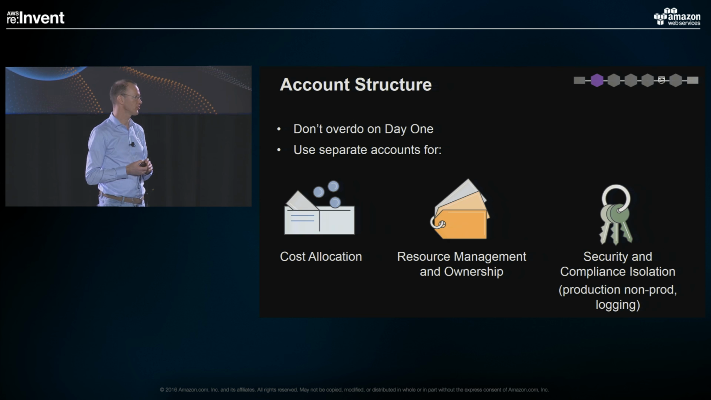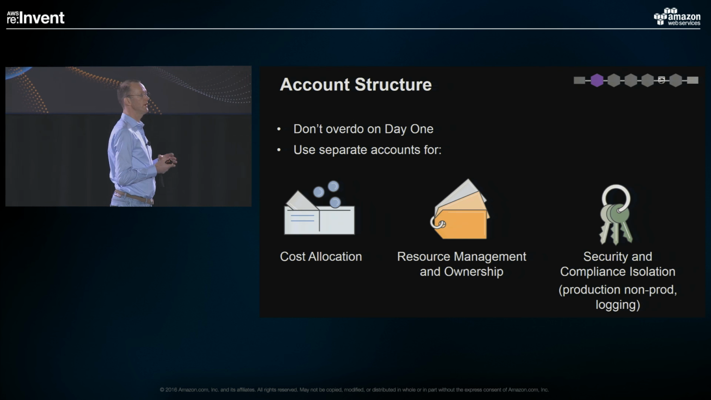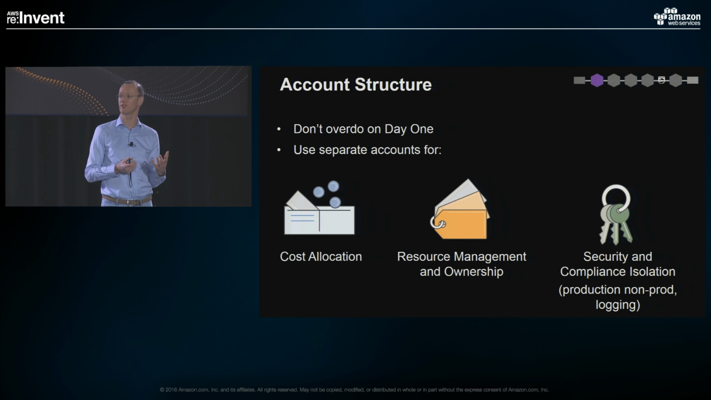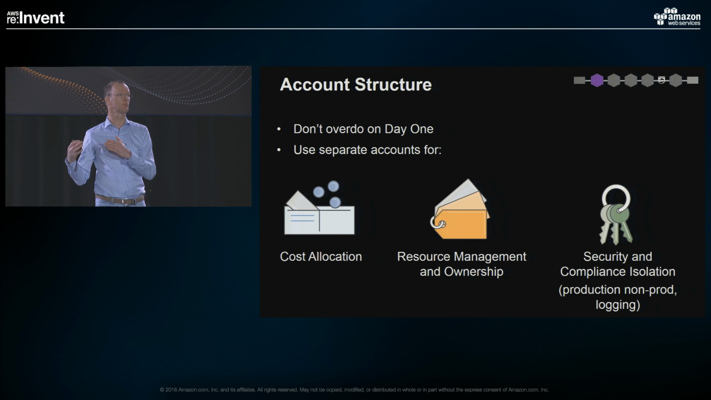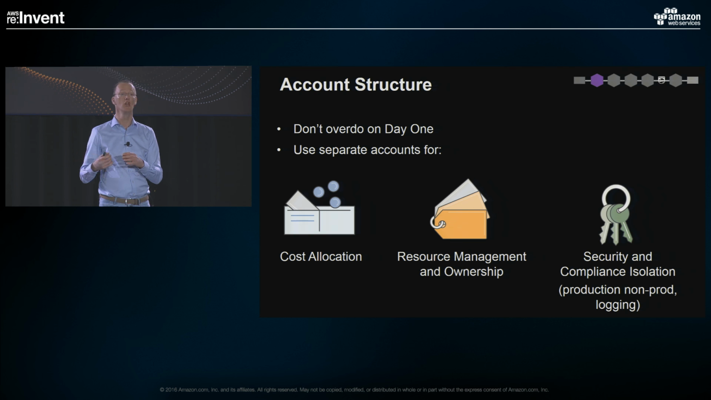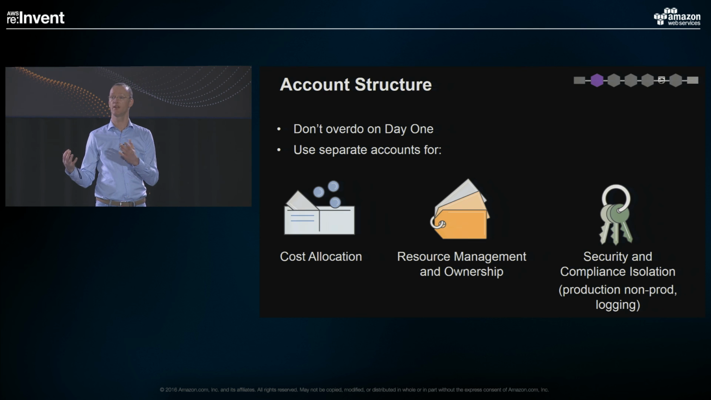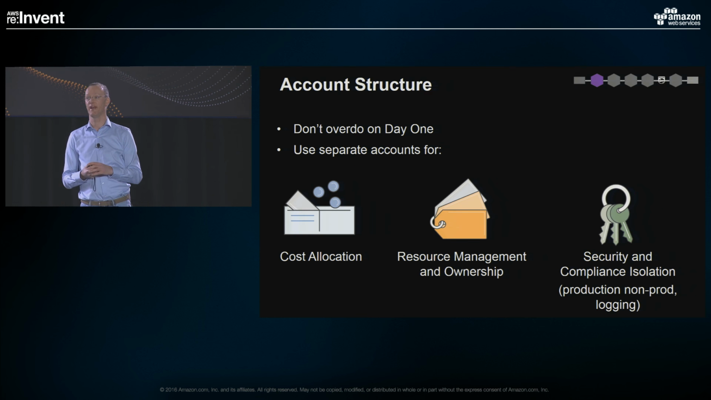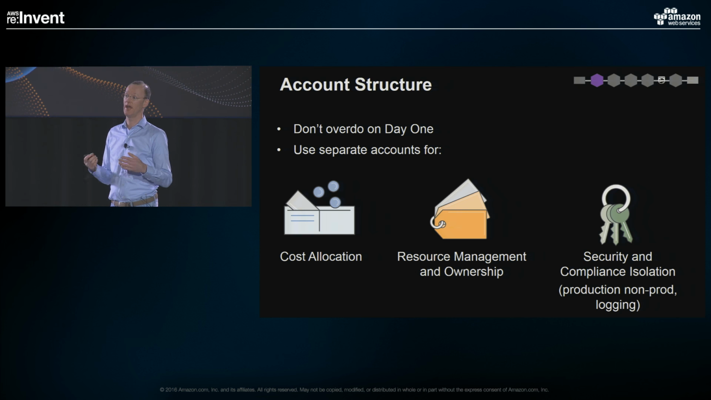Second thing is resource ownership. You may have a central team providing central services, a different account. You may have different partners providing service on top of your infrastructure, different account. You may even have different legal entities or consider selling off parts of your businesses, different accounts. That would allow you, if you sell this part of the business and need to hand over your infrastructure, it's as simple as handing over your security keys and your billing details.